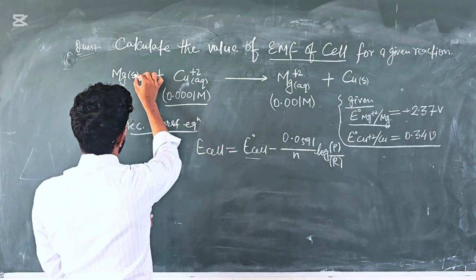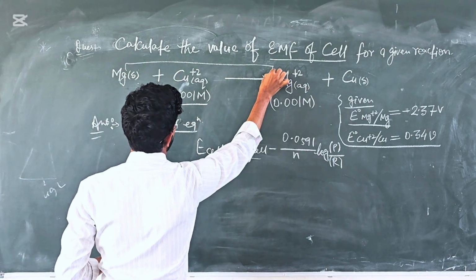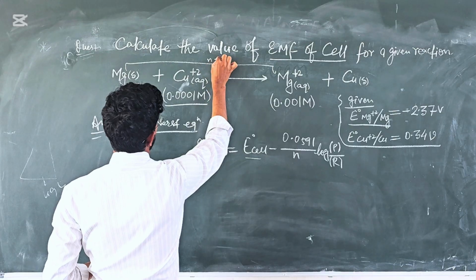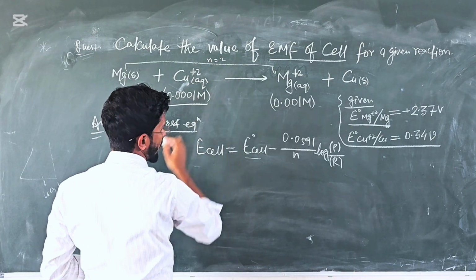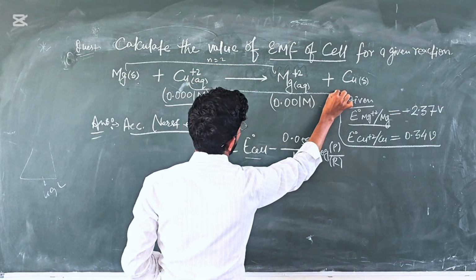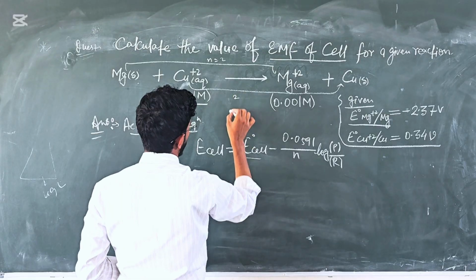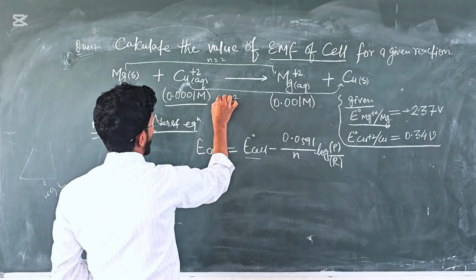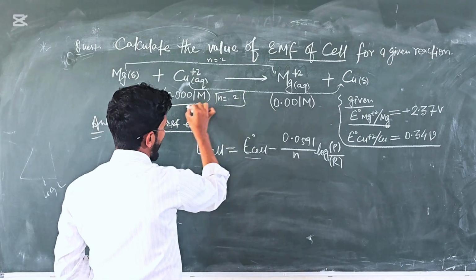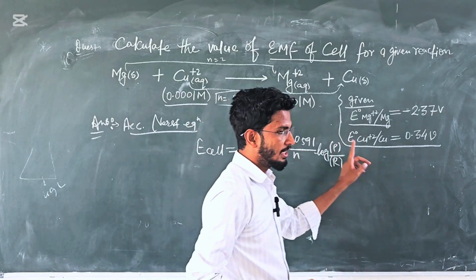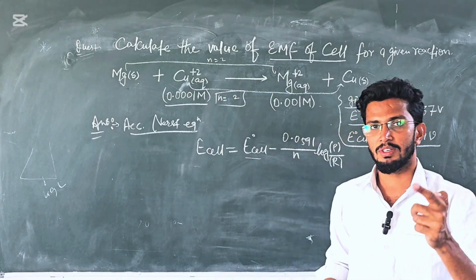What will be the value of n? Magnesium loses how many electrons? 2 electrons. The value of n will be 2, either gain or loss of electrons. Copper gains how many electrons? 2 electrons. The value of n will be 2. And how can we find the value of E naught? E naught is simply not given. How can we find it?